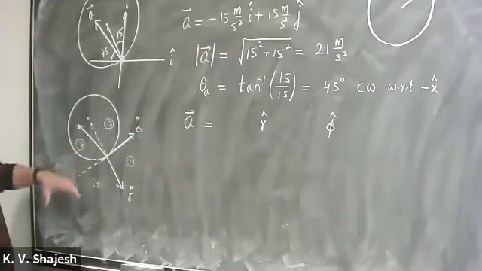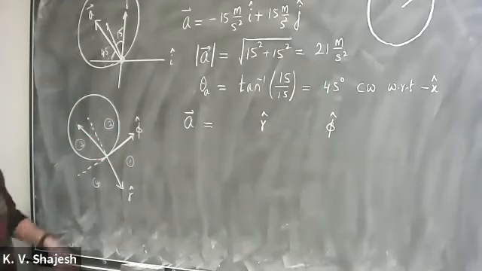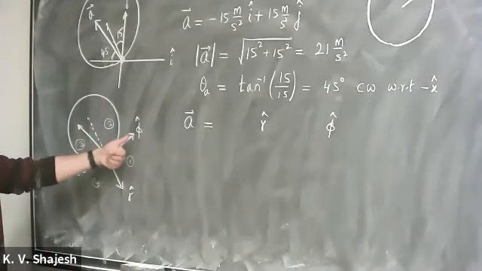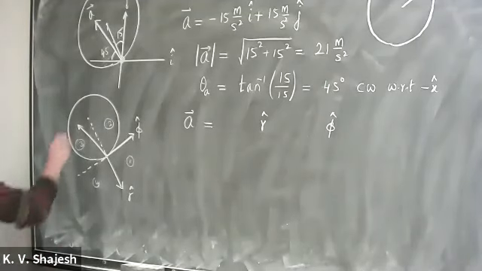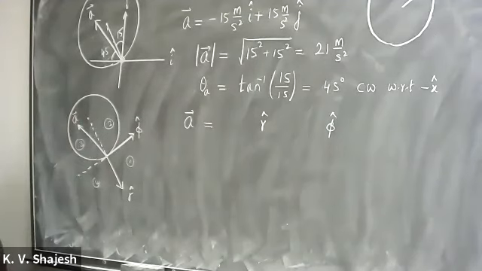Imagine this to be all twisted, right? It is upside down. This is your I hat, and that's your new I hat, and that's your new J hat. And with respect to that, that's the third quadrant. And that's my vector A. What's the direction it is making?